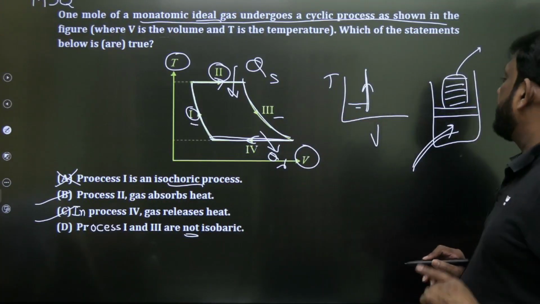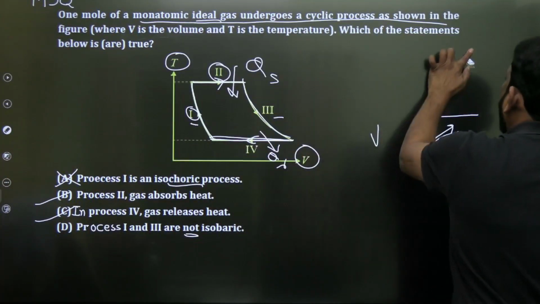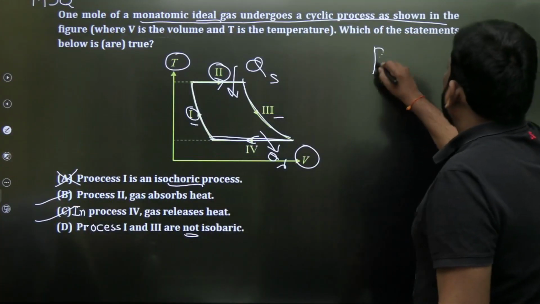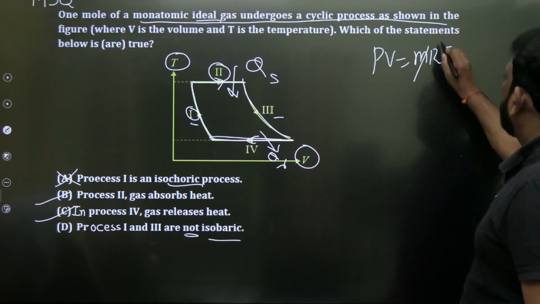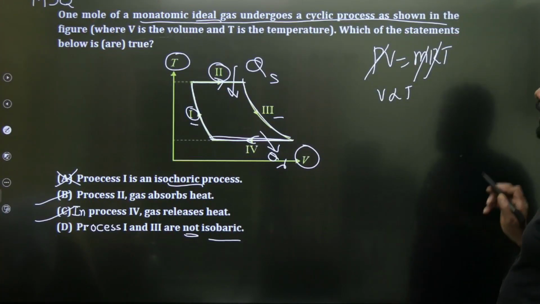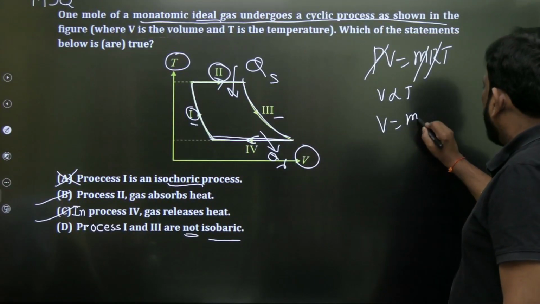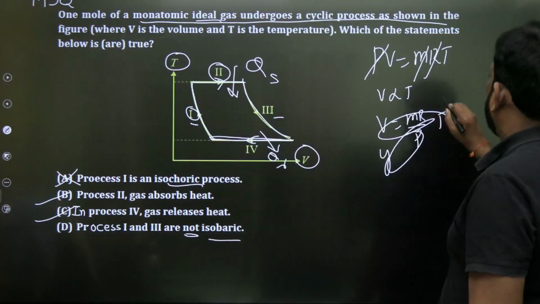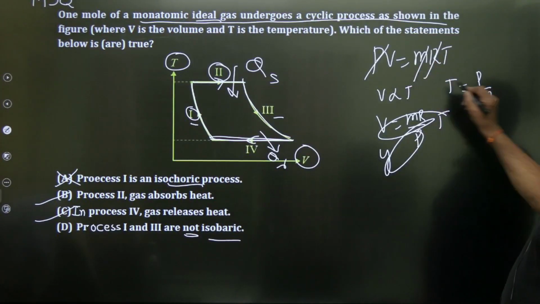Let's see, my dear students, how do we represent isobaric? Ek baar dekhna. Let's see how isobaric lines are represented on the TV diagram. You know that PV is equal to MRT. For isobaric, M is constant, R is constant, pressure is constant, so volume is directly proportional to temperature. So I can write V is equal to MR by P into T, or this can also be written as T is equal to P by MR into V.